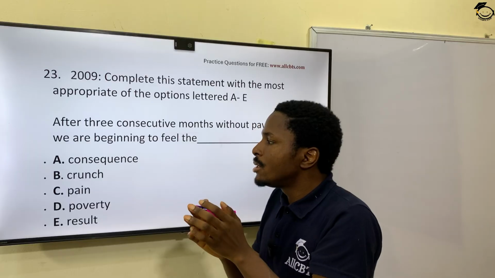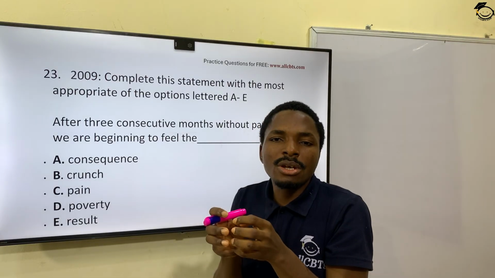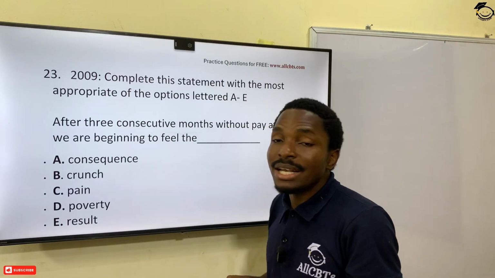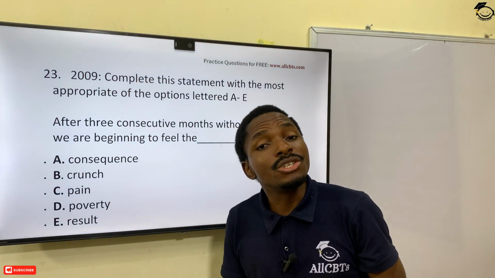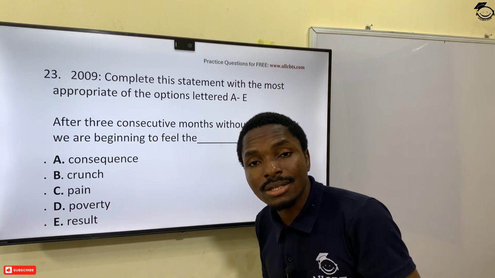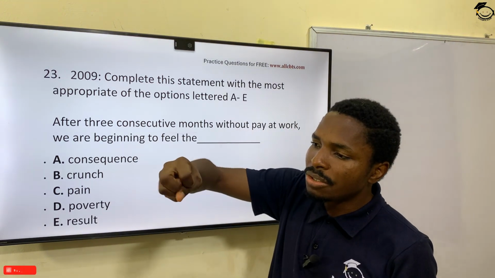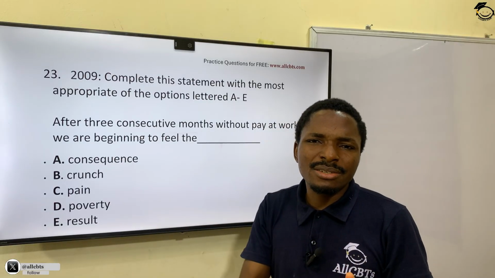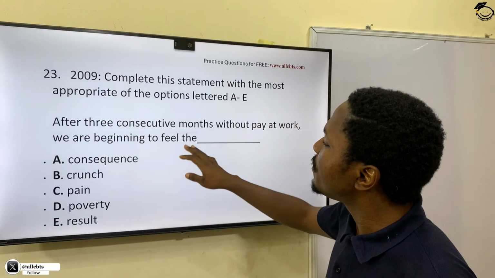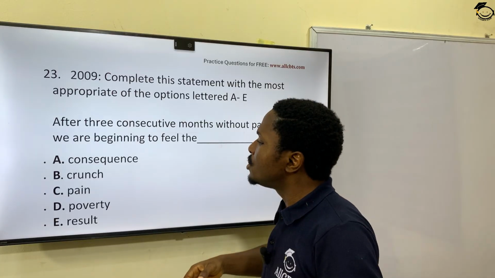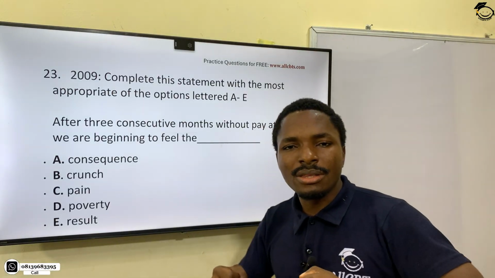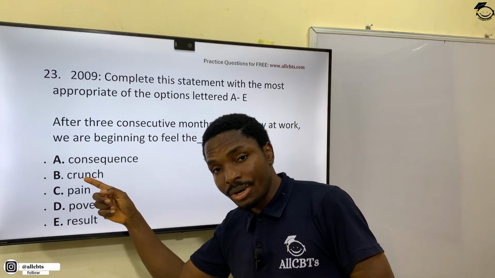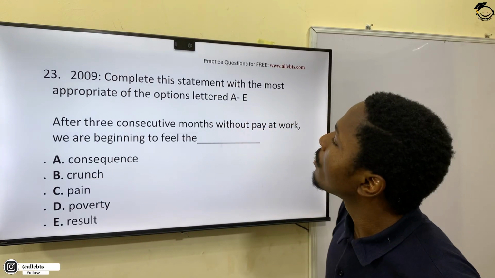Crunch means something is getting bad. It's affecting us. We are getting destroyed. That's what crunch means. It means like something that was blossoming is now being compressed. All right, so we are beginning to feel the crunch. We are beginning to feel the tense, the pain, but this would be the better rendering.